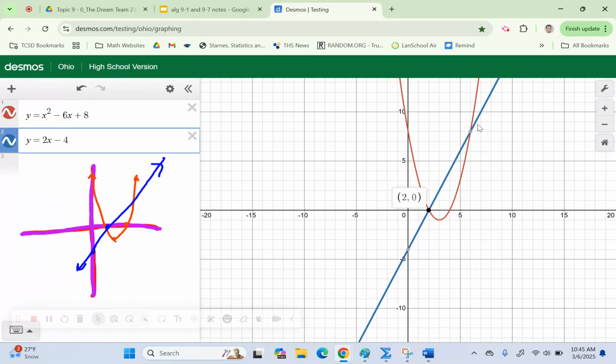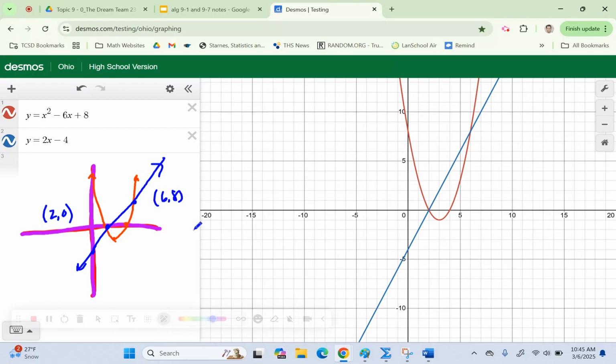So that would be 2, 0 and 6, 8. So on my graph, I'm going to label the points of intersection as 2, 0 and 6, 8. Right? Only label those points. Don't label any other points but the points of intersection. So those are actually my answers. My answers are the points. So 2, 0 and 6, 8.